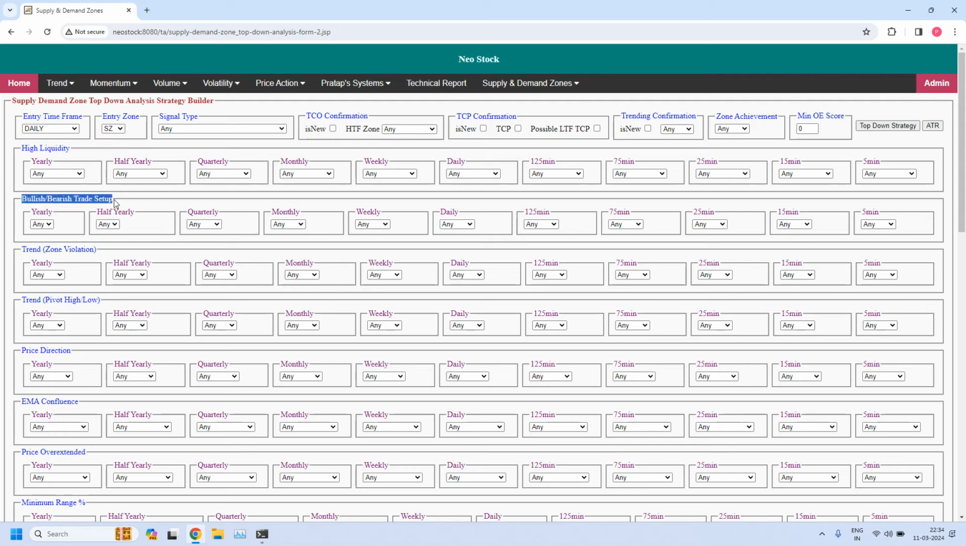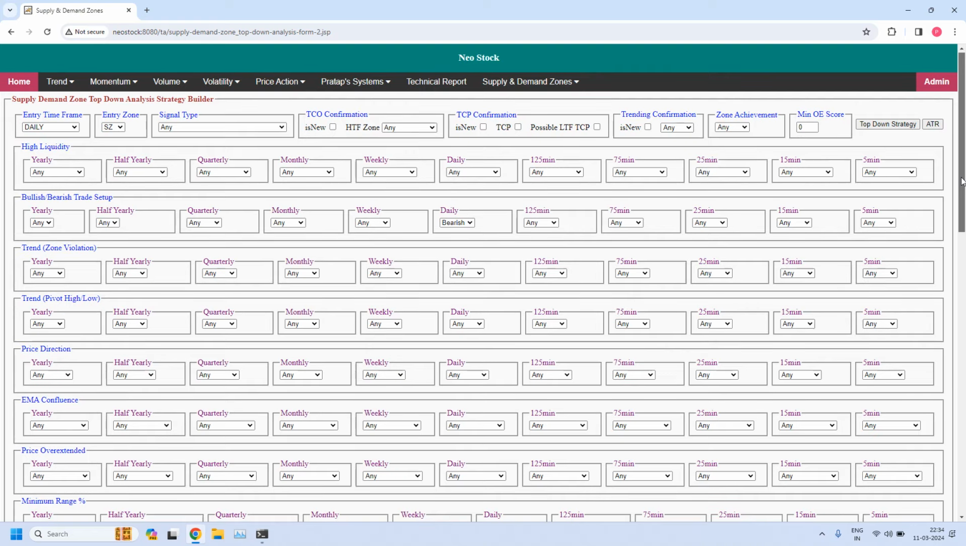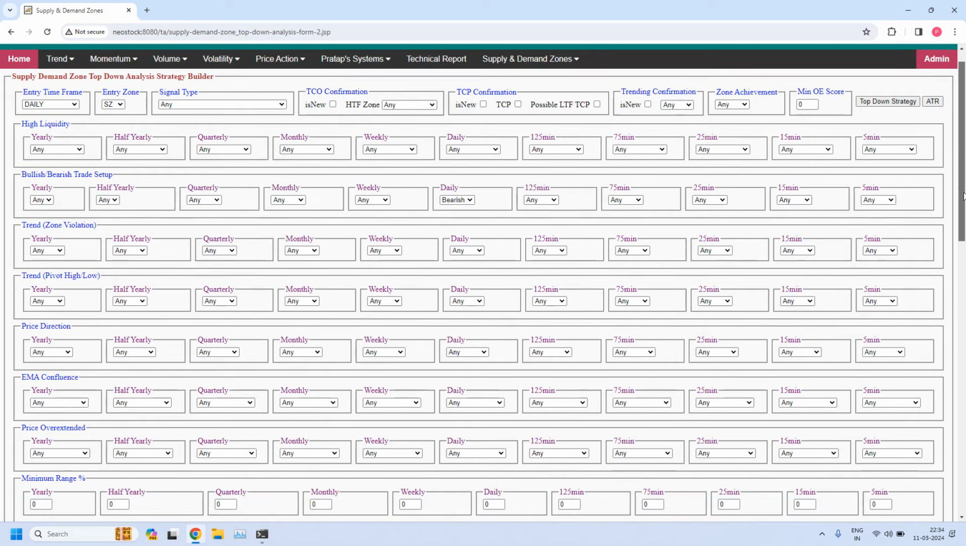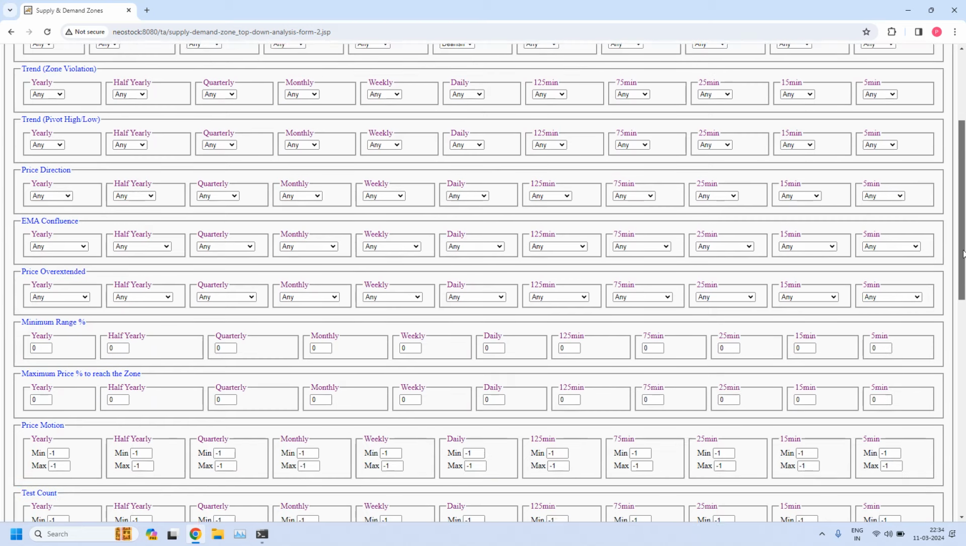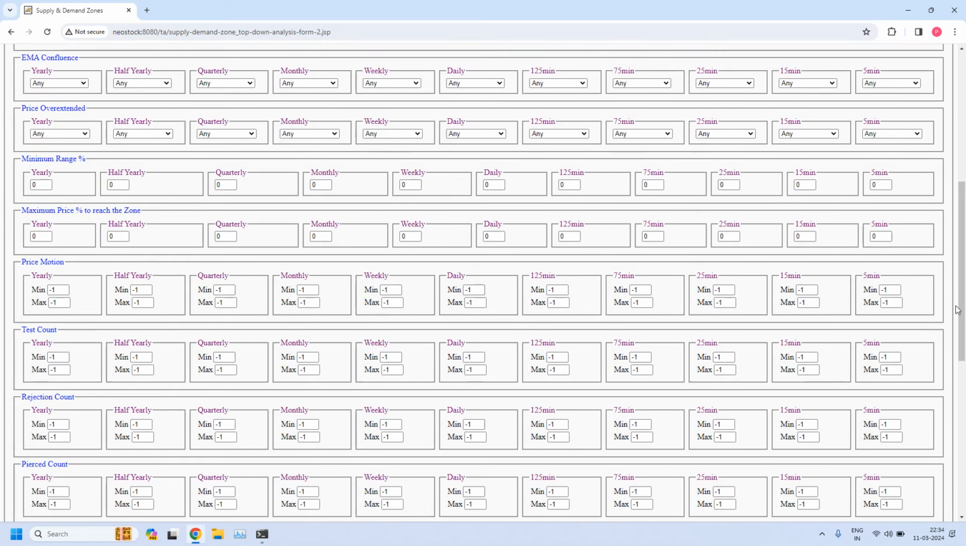In bullish or bearish trade setup parameter and daily, I am selecting bearish. Bearish trade stocks are very few. So that's why I am not setting all the filters except one. We don't want pierced zones. So I am setting pierced count on daily time frame as 0 and 0.